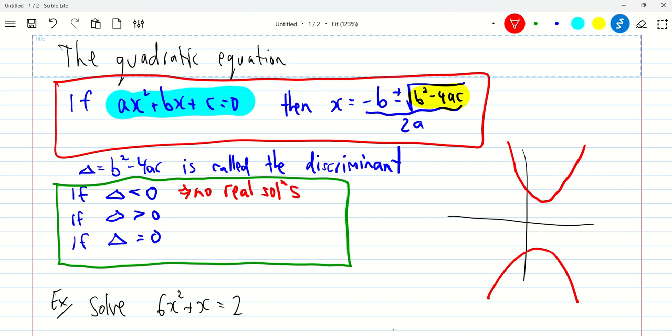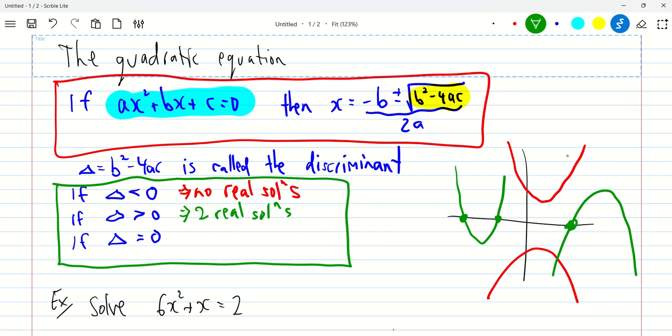How about if the discriminant is greater than 0? Then we're going to get two real solutions: one from when we use the plus, and one from when we use the minus in the quadratic formula. What does that look like? It either comes down and crosses, so you get one solution there and one solution there. These are the zeros. Or if it's upside down, you get one solution there and one solution there. Hopefully that makes sense to you.